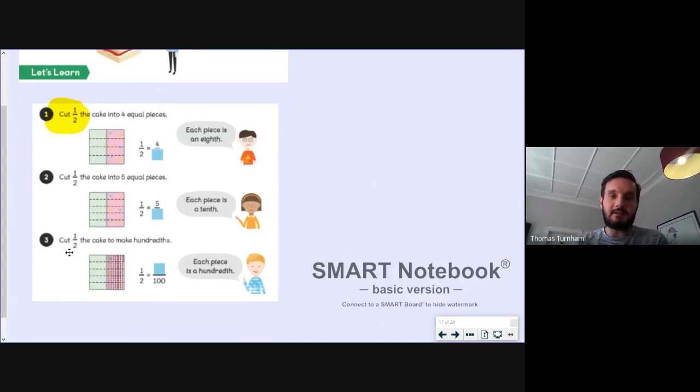Lastly, I'm going to cut this cake into hundredths. I'm cutting the whole cake into hundredths. So half of it is going to be 50 hundredths. This question's worded a bit confusingly because unlike the first two, we're not cutting half of the cake anymore. We're cutting the whole thing into hundredths.